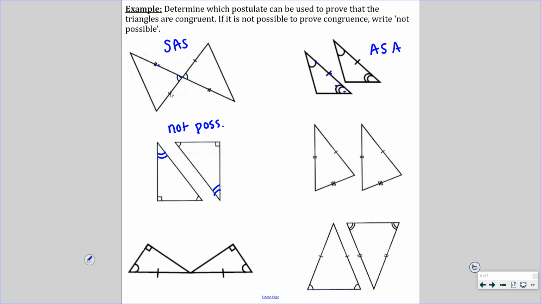This one? Side, side, side. This one? Angle side angle. This one? Angle, angle, side. This one? Not possible. They're showing you these are congruent, but nothing between the other two. Good job, guys. Wasn't that fun?